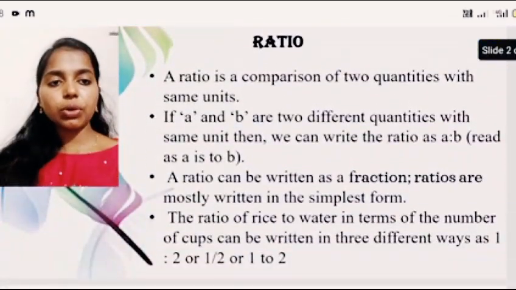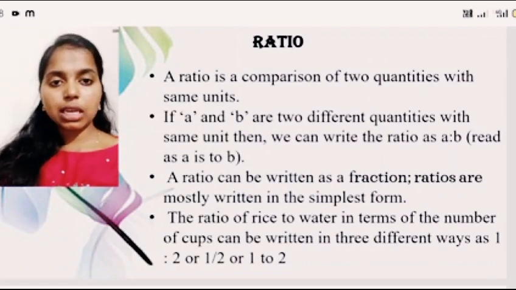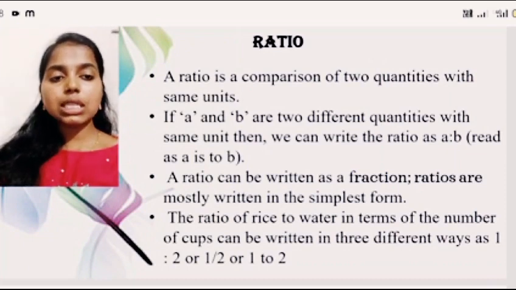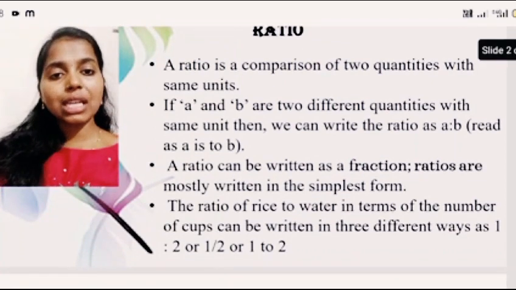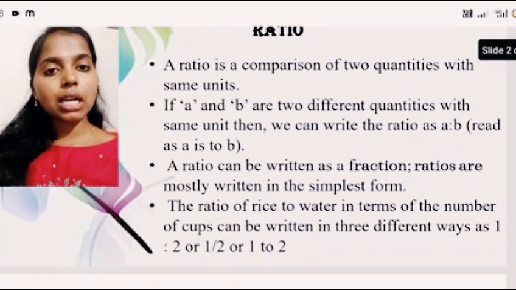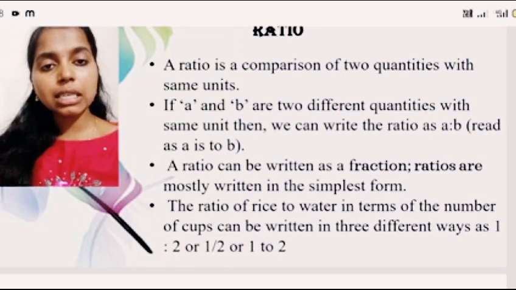Ratio. A ratio is a comparison of two quantities with the same unit. In a ratio, we compare two quantities, like our height to our weight or our mass to another person's mass. In a ratio, we compare two things, but the two quantities must be in the same unit.